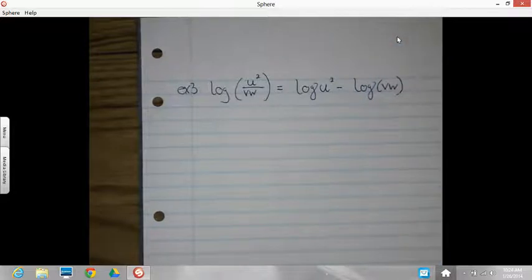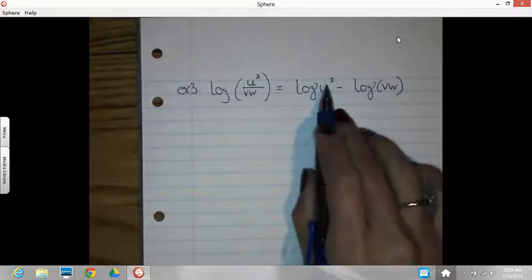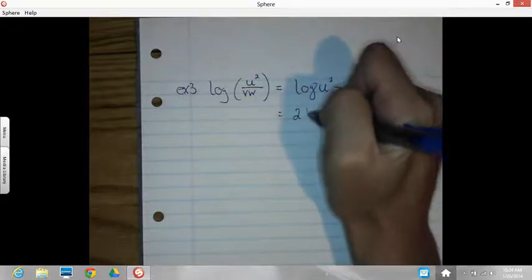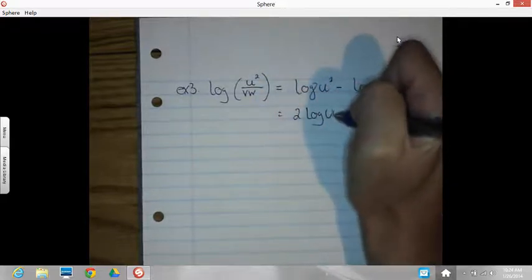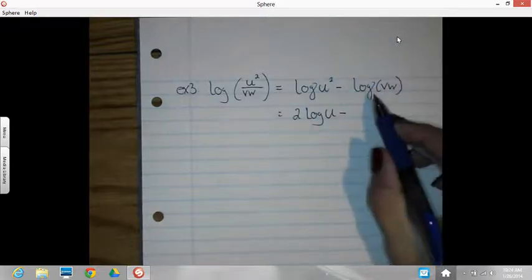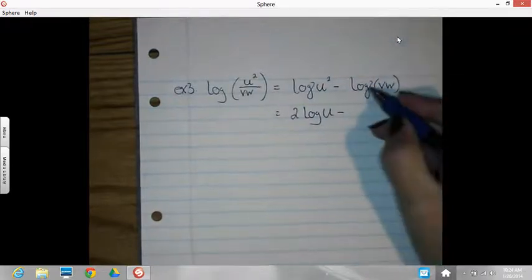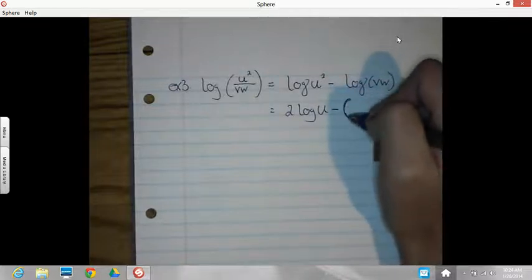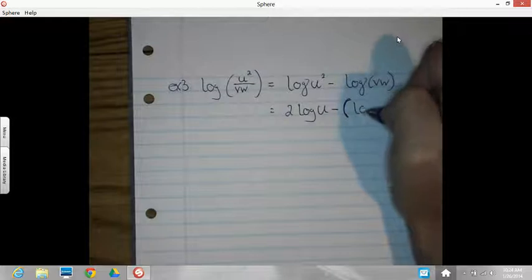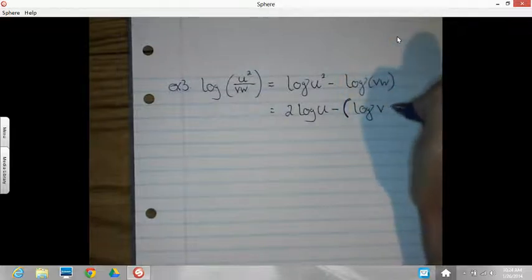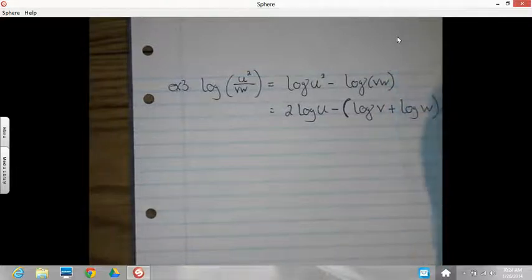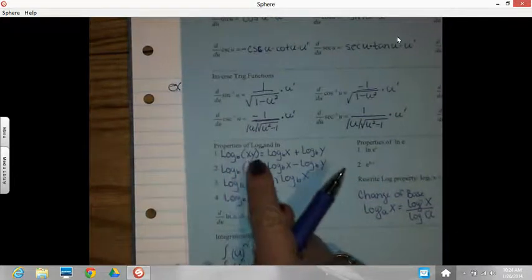Okay, now we take care of each log. What I can do to expand this is bring that exponent down as a multiplier. 2 log of u minus, and here I've got the log product. And because I know the log of a product goes out to two different logs, I know I need a parenthesis here. So that would be the log of v plus the log of w. And again, it's just I had the log of a product goes to the sum of two different logs.